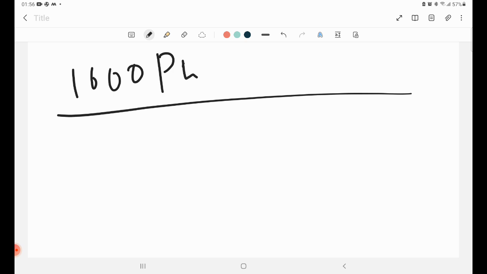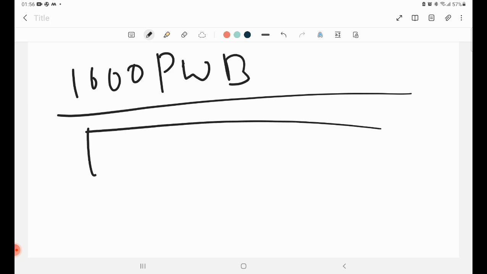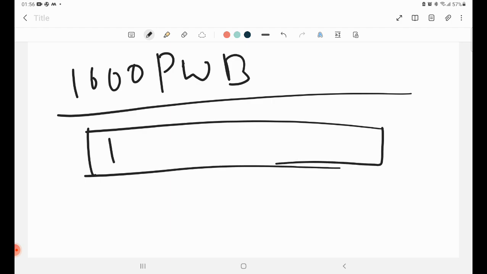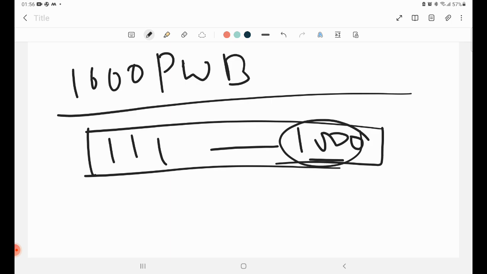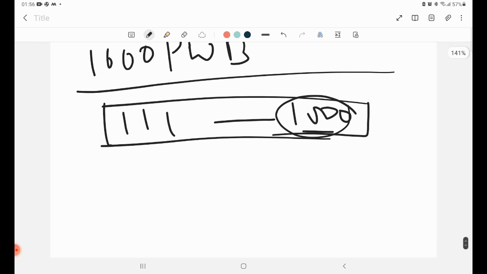So the problem says that we have 1,000 bottles, right? So one, two, three, like this. You have 1,000 bottles, and one of them is poisonous, right? One of those bottles is poisonous. So we definitely don't know which one it is, right?